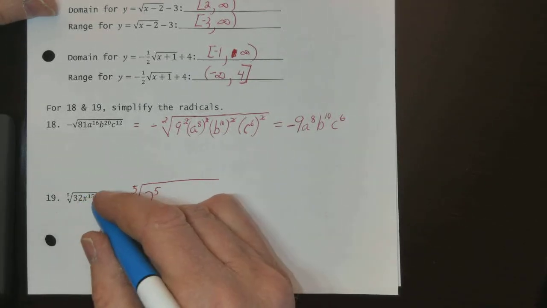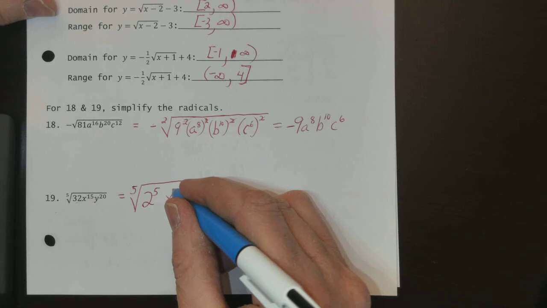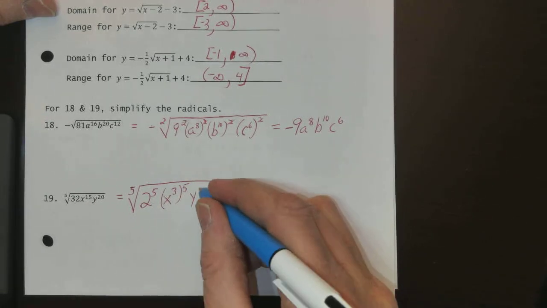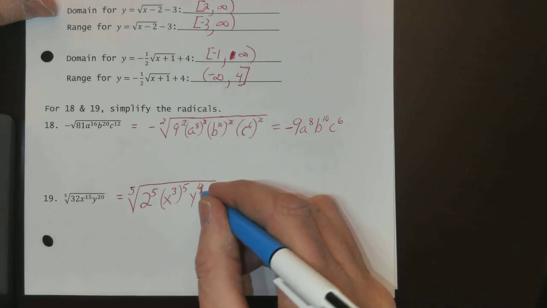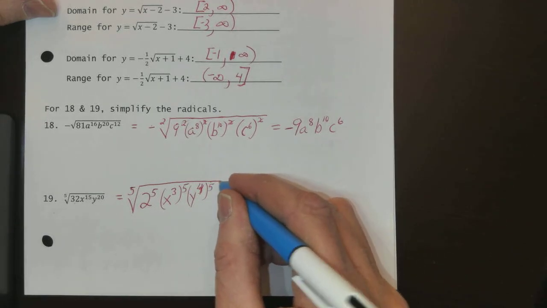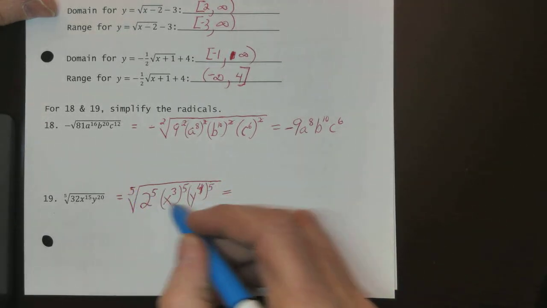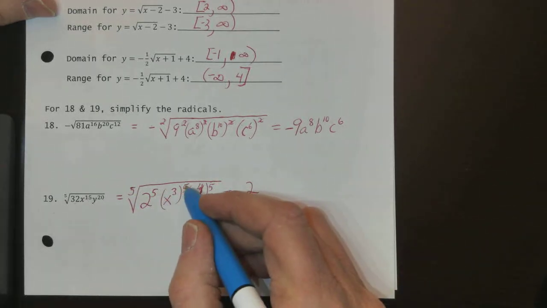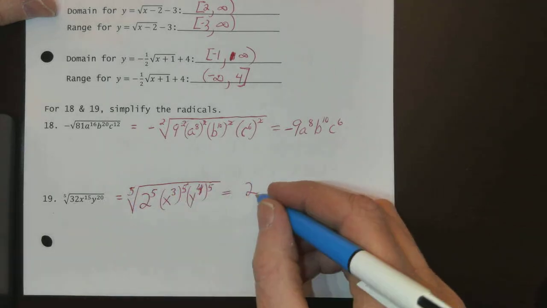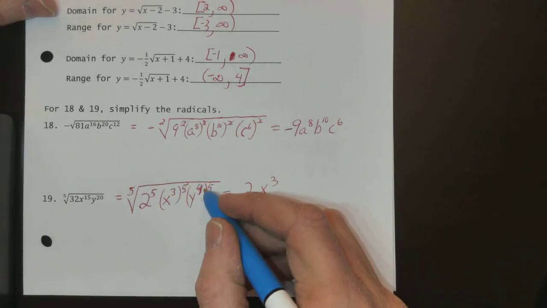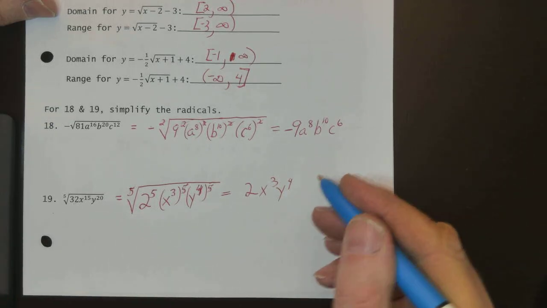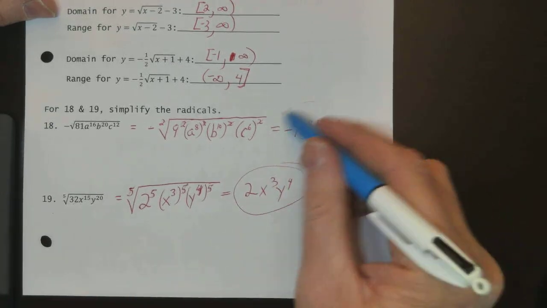Now I need a 5th power for x to the 15th. So I'm going to go x to the 3rd to the 5th. I'm going to go y to the 4th to the 5th. And the 5th root of 2 to the 5th is 2. 5th root of this, the 5s will cancel out. That's x to the 3rd. And 5th root will cancel out there, y to the 4th. All right, there you go.